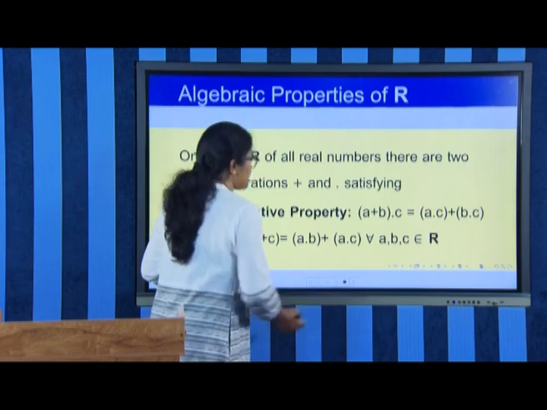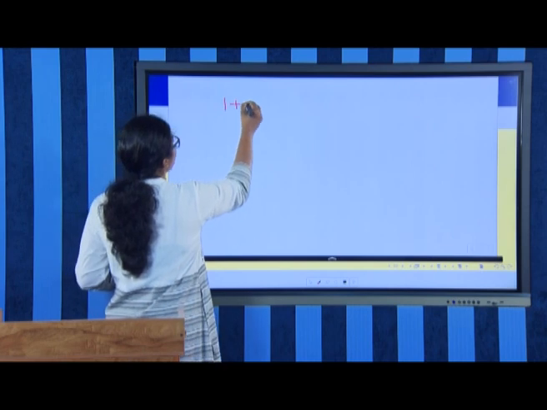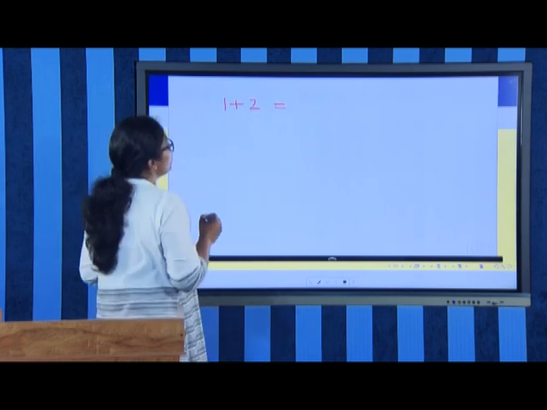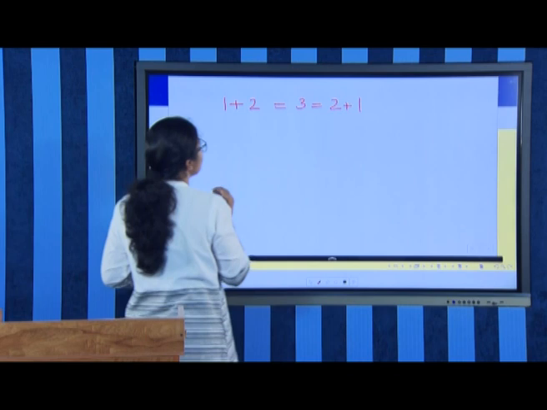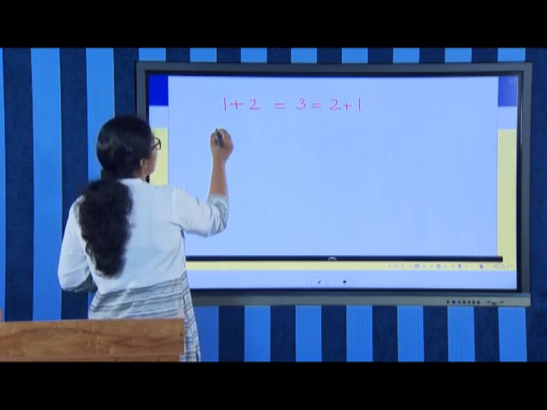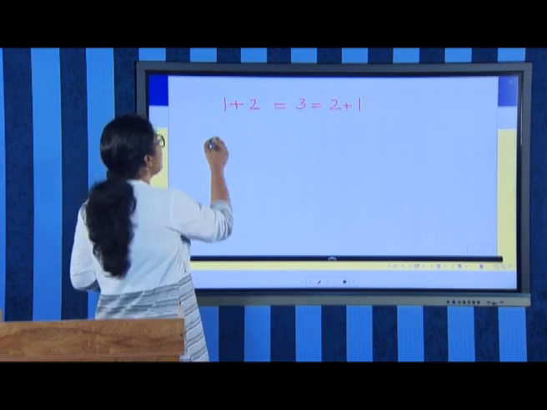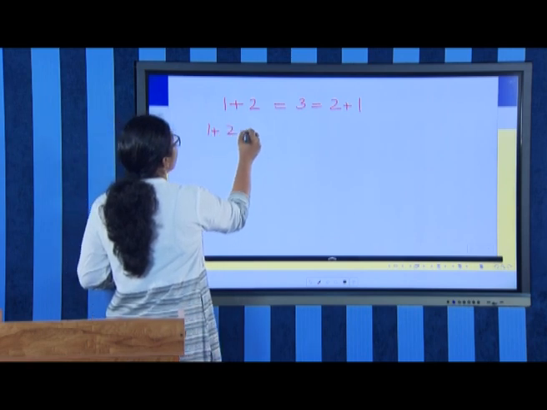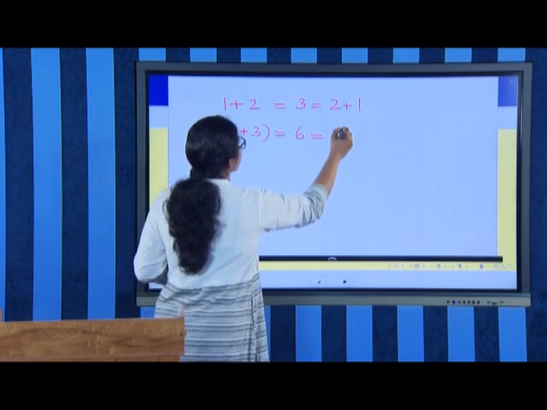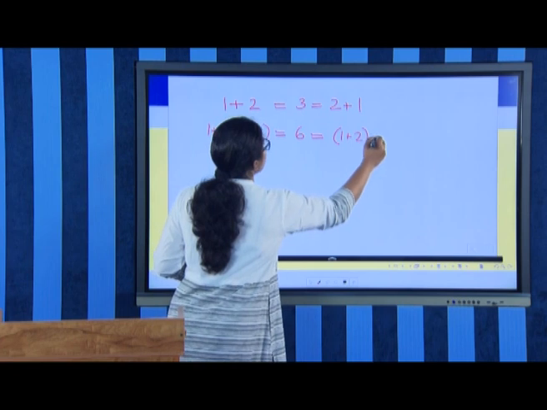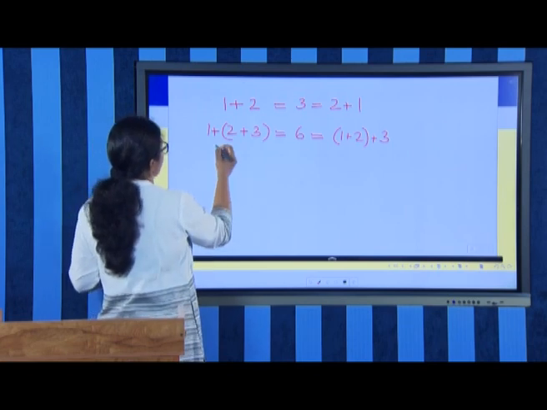For example, we can see the first property that we have learned, the commutative property for addition. We know that 1 plus 2 is equal to 3, which can be replaced as 2 plus 1 as well. Then for every real number a, b, c, we have the associative property, where we have say (1 plus 2) plus 3 is equal to 3 plus 3, which is equal to 6, which is the same as 1 plus (2 plus 3), which is 1 plus 5, again 6. Likewise, any real numbers added in any order give the same result.